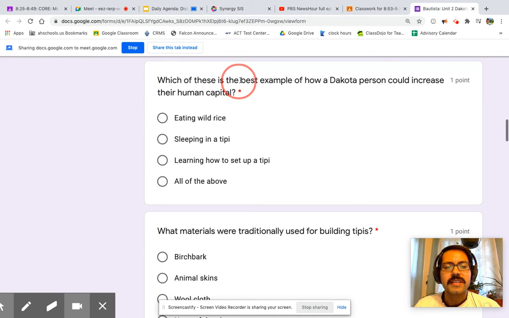Which of these is the best example of how a Dakota person could increase their human capital? Eating wild rice, sleeping in a teepee, learning how to set up a teepee, or all of the above? Which option would be the best example of how a Dakota person could increase their human capital?